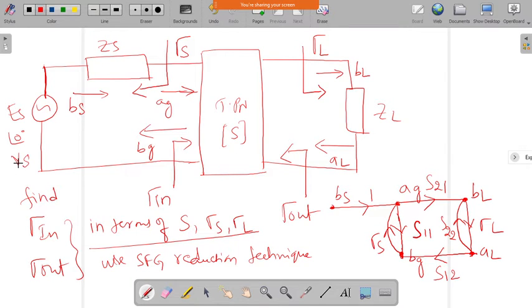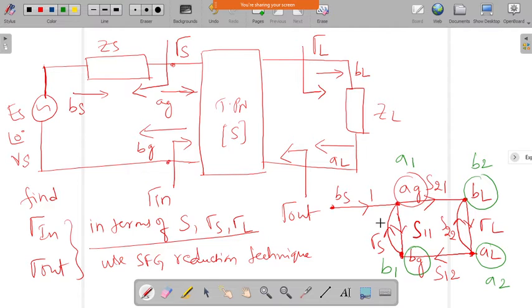Now let us reduce this signal flow graph to obtain gamma in and gamma out. For gamma in, we are looking at this point, where AG and BG are. We have also written this in terms of nodes: AG is node A1, BL is node B2, AL is node A2, and BG is node B1.